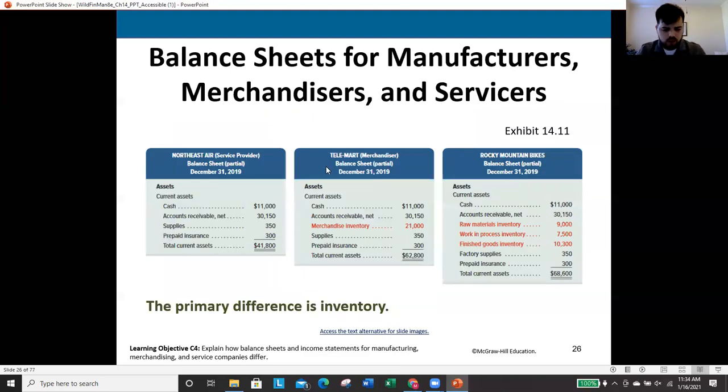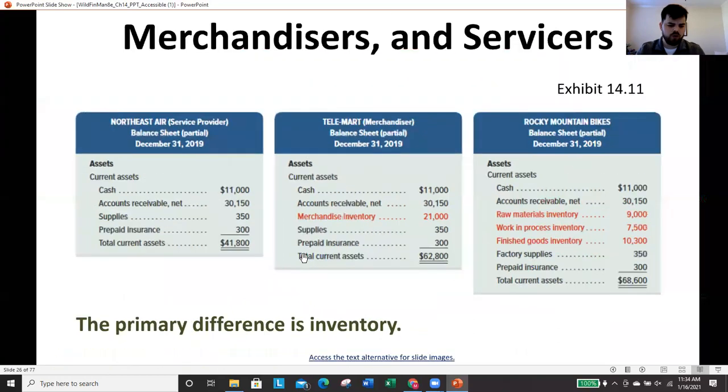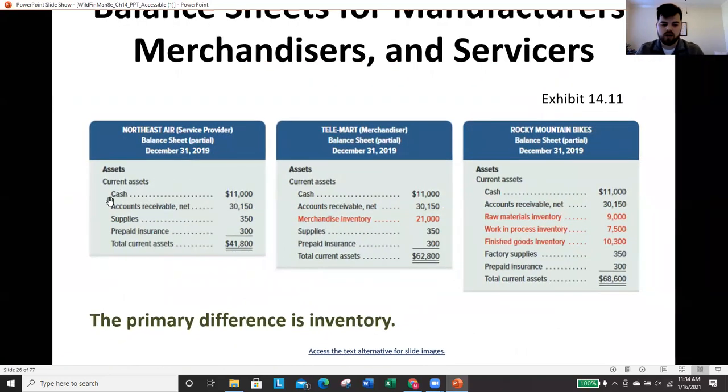Notice here, you've got your balance sheets for 3 different companies. You've got a service provider, and notice they don't have inventory at all. This could be an accounting firm, for example, or in this case, an airline. You can't pick a flight off a shelf and walk out with it. So there is no inventory for an airline. There is no inventory for an accounting firm that's preparing your tax return, right? You don't walk in and pick someone else's tax return off the shelf and walk out and claim it as yours. So there's no ability to have inventory for these service providers in the normal sense that you would think of.